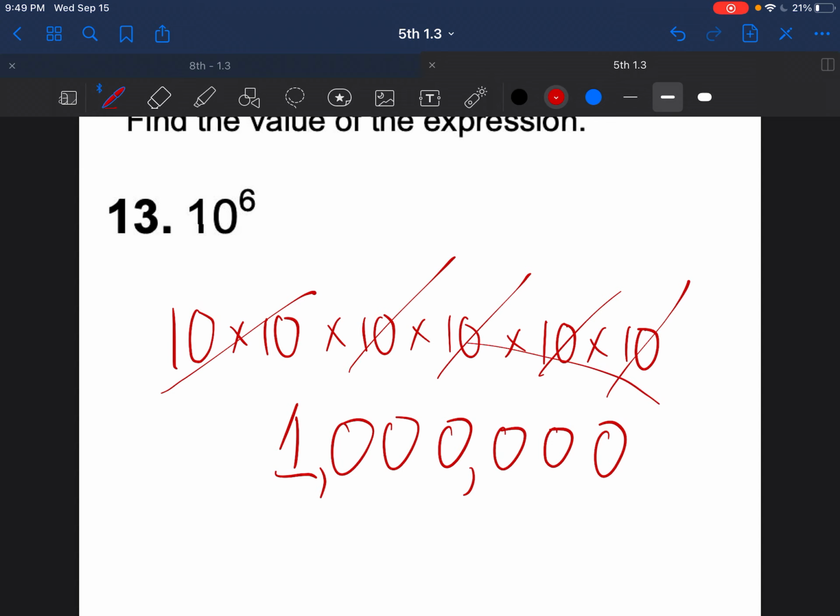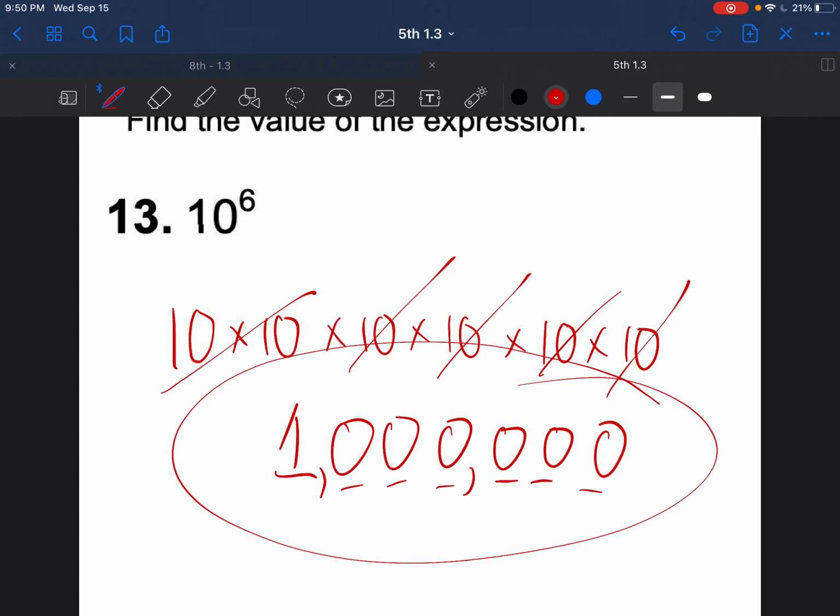And what number do we have right there, ladies and gentlemen? That is 1 million. So how many zeros did we have? We had 6, right? 1, 2, 3, 4, 5, 6. Give you guys a little hint. Whoa. What does that say? 6.